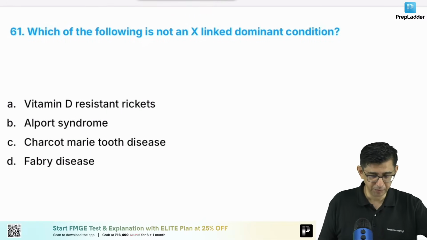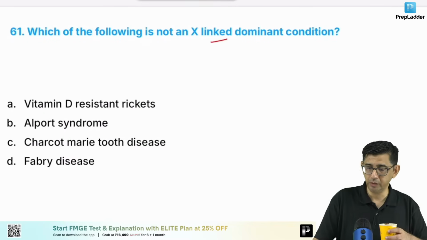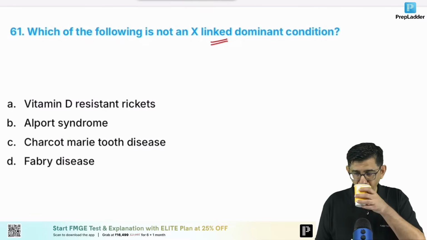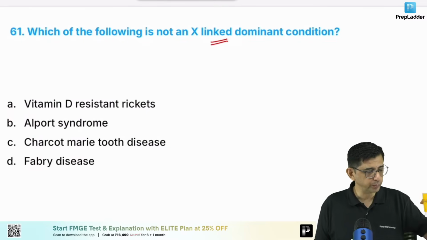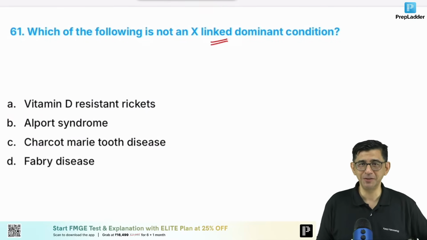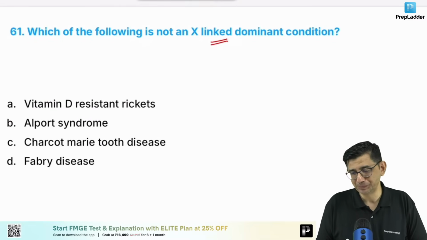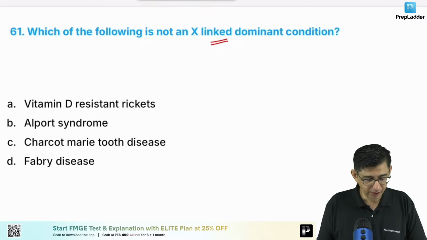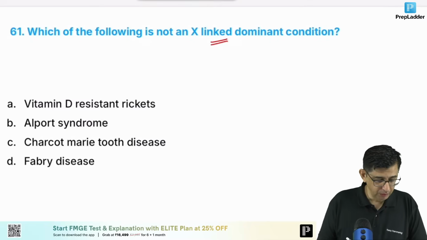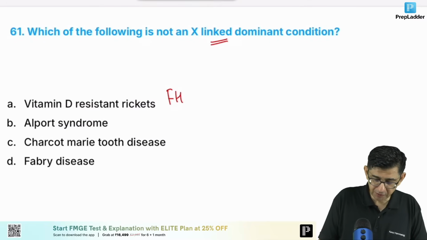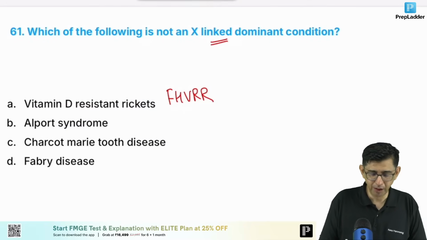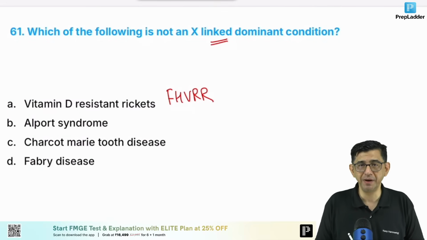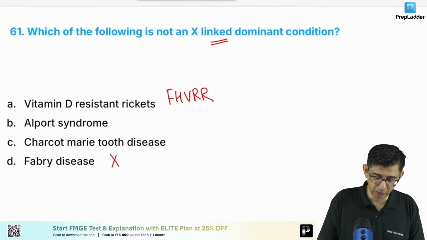Yes, Dr. Hassan, you're perfectly right. Moving to the next one, X-linked dominant disorder. Yes, both examinations require a lot of depth, no doubt. Which is not an X-linked dominant disorder? The options are familial hypophosphatemic vitamin D resistant rickets, Alport, Charcot-Marie-Tooth disease, and Fabry's. Fabry's is always X-linked recessive. It is always seen in boys. So the correct answer in this case is option number D.